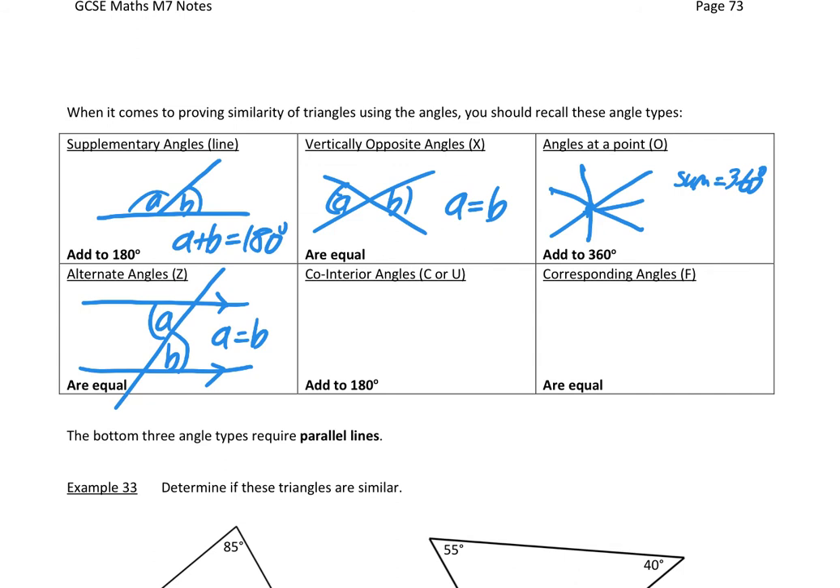And then the next one is our co-interior angles. So again, draw your parallel lines. And here, they are on the same side of the transversal. So A and B are on the same side. They're not equal, but A plus B are supplementary again. They add to be 180 degrees.